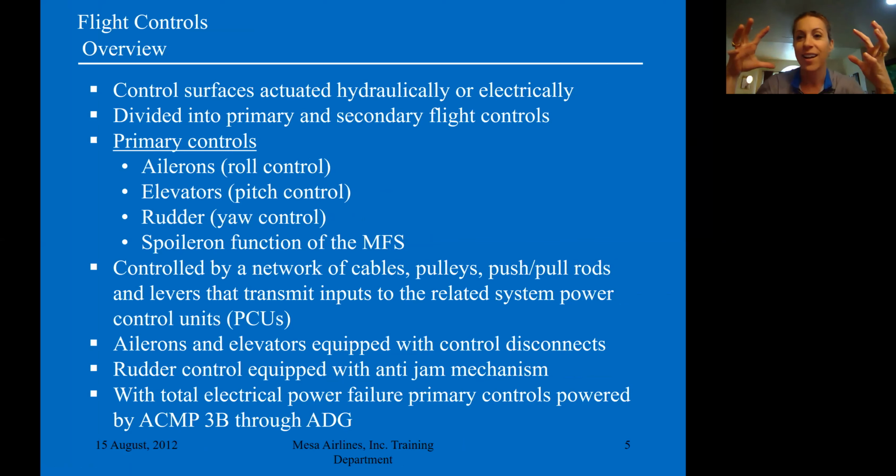We're taking the CBT from here, and we're making it maybe this much for you to study. So if you don't know what a primary flight control is by now, I've got some numbers you can call. You can call the registrar. I'm just kidding. Spoilerons, the spoileron function of the multifunction spoilers, is your new primary flight control that you've never dreamed of before, but it boosts the ailerons.